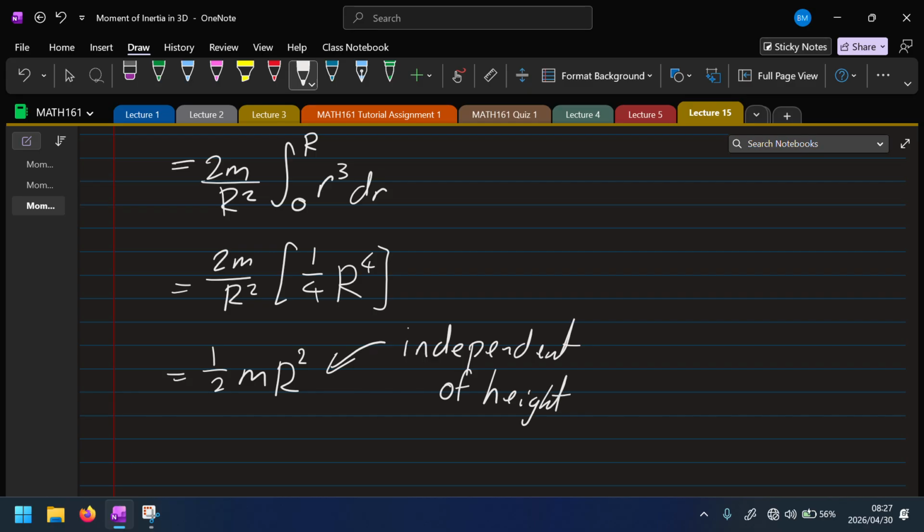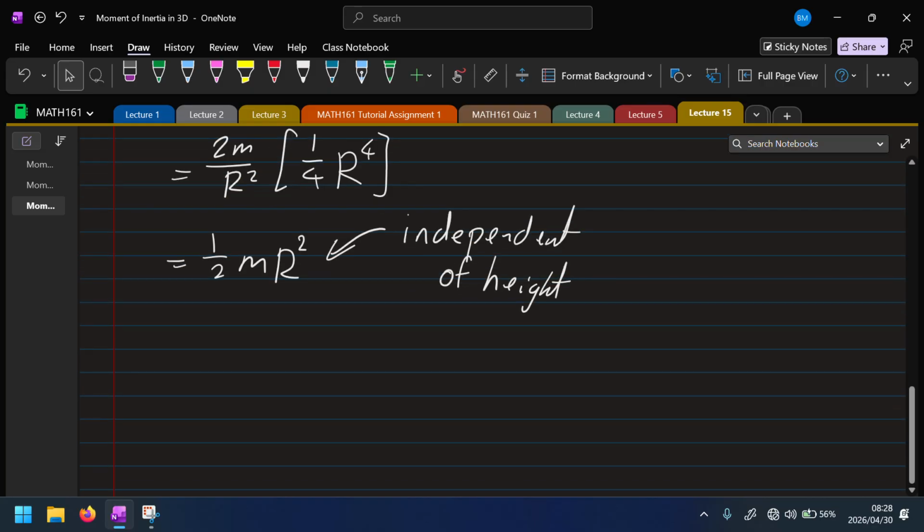Maybe I can put that as like a bonus question for the next quiz. Yeah, explain why it's independent of height. All right. Any questions for this one? Okay. And then just one more homework problem for today.